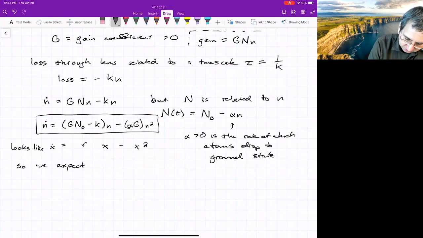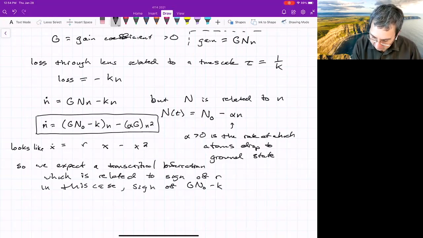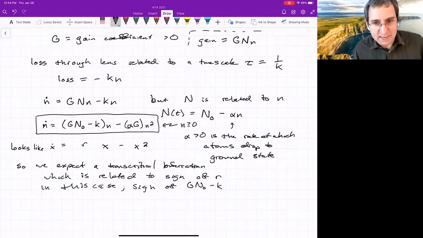And in this case, what is R? R is related to the sign of G n naught minus K. Another thing that's different about this is, right, the number of photons has to be a number greater than or equal to 0. We can't have any state, including equilibrium points, that have negative n.